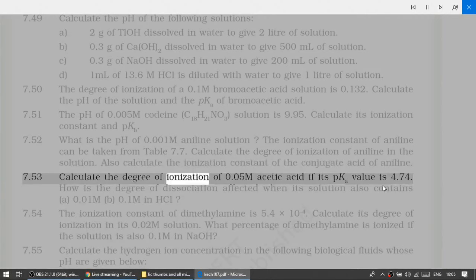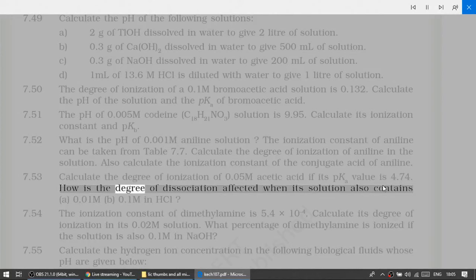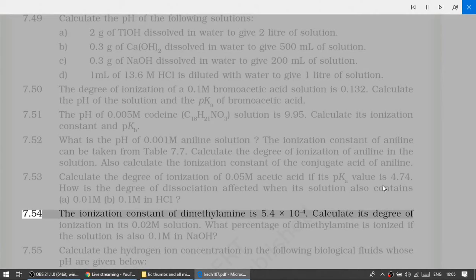7.53 Calculate the degree of ionization of 0.05 M acetic acid if its pKa value is 4.74. How is the degree of dissociation affected when its solution also contains a. 0.01 M, b. 0.1 M in HCl?